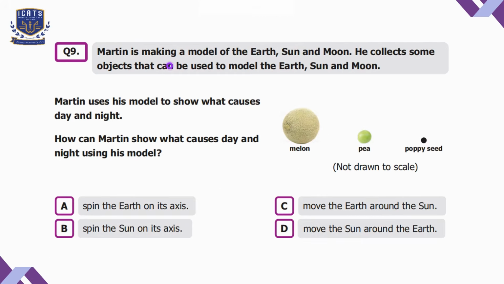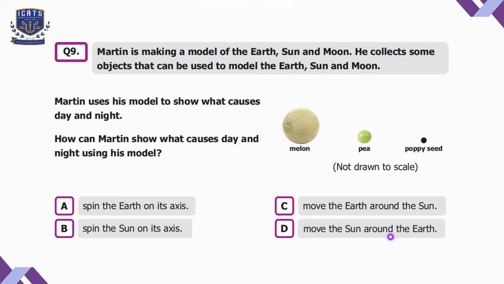Question number 9. Martin is making a model of Earth, Sun and Moon. He collects some objects that can be used to model the Earth, Sun and Moon. Martin uses his model to show what causes day and night. How can Martin show what causes day and night using his model? Option A is spin the Earth on its axis. Option B is spin the Sun on its axis. Option C is move the Earth around the Sun. Option D is move the Sun around the Earth.